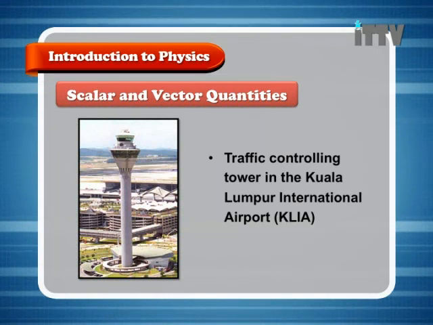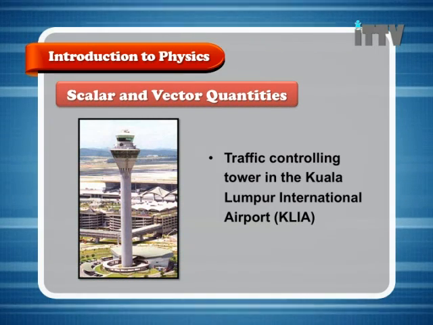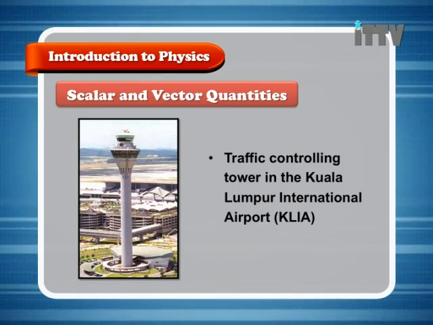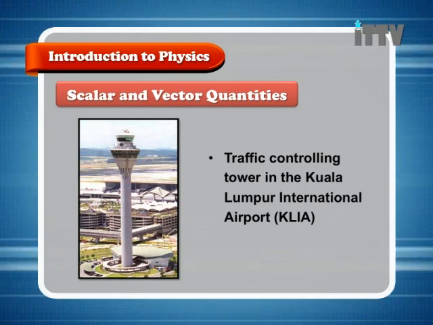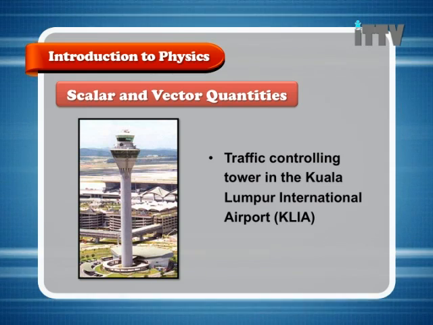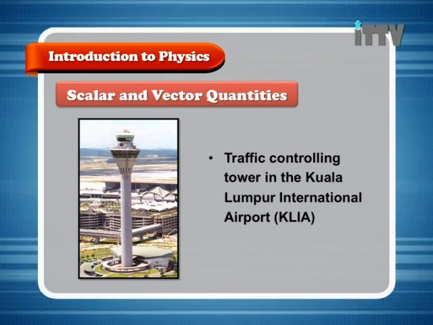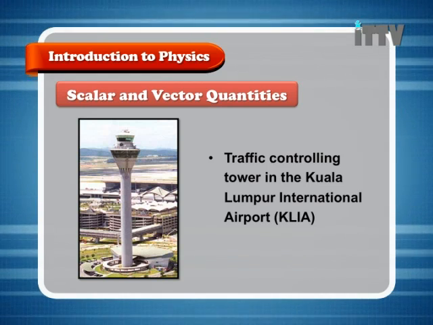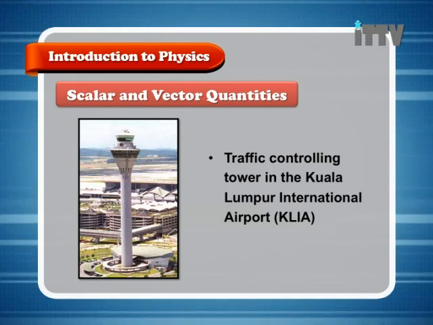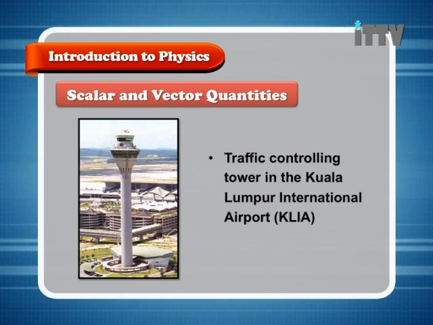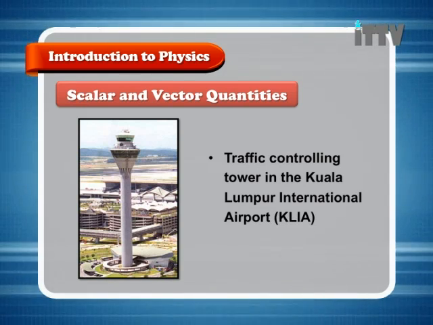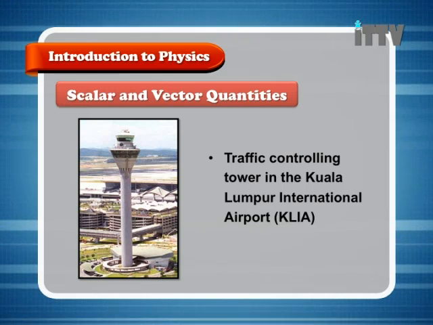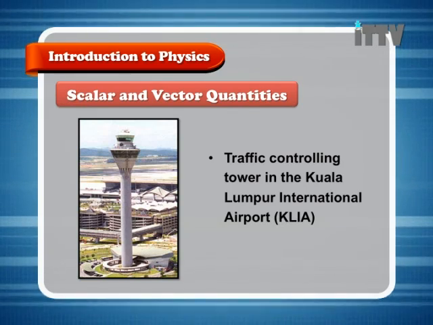In the slide, you see the traffic control tower at Kuala Lumpur International Airport. The air traffic control tower needs to know the position, height, speed and direction of motion of an aircraft in order to monitor its flight path. The position and height of an aeroplane gives its displacement, which is its distance and direction from the air traffic controlling tower. The speed and direction of motion of the aeroplane is defined as its velocity.